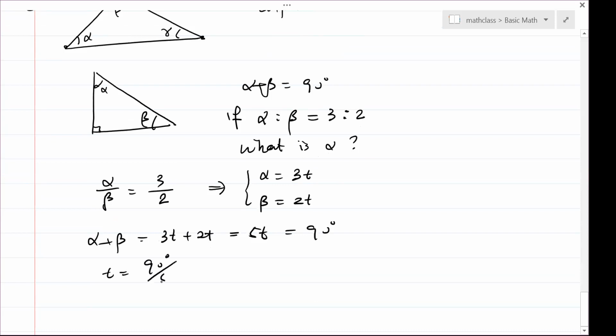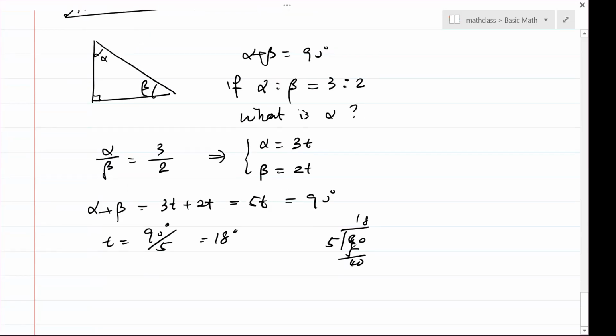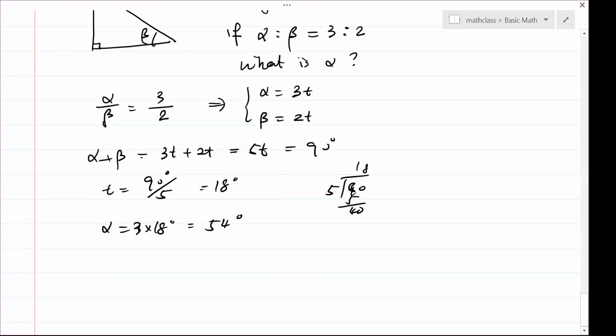So 90 divided by 5, right? I don't have the calculator. So it's 18, okay? So t is 18 degrees, then alpha is going to be 3 times 18, and that's 54 degrees. So this is how you solve the problem. This is not really a geometry problem, but at least you should know the sum of those two angles is going to be 90 degrees. If you know one of the angles, then you can get the other angle.